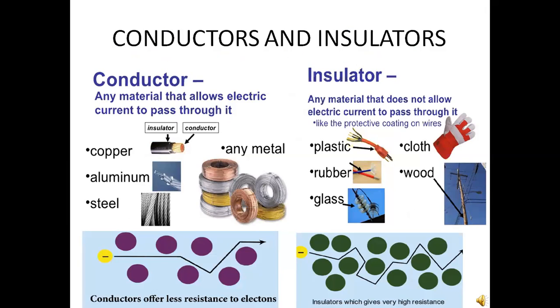Conductors and insulators. What is a conductor? Any material that allows electric current to pass through it is a conductor. And what is an insulator? Any material that does not allow electric current to pass through it. Examples of conductors are copper, aluminum, steel, and all metals. Examples of insulators are plastic, rubber, glass, cloth and wood. These do not allow electric current to pass through them.